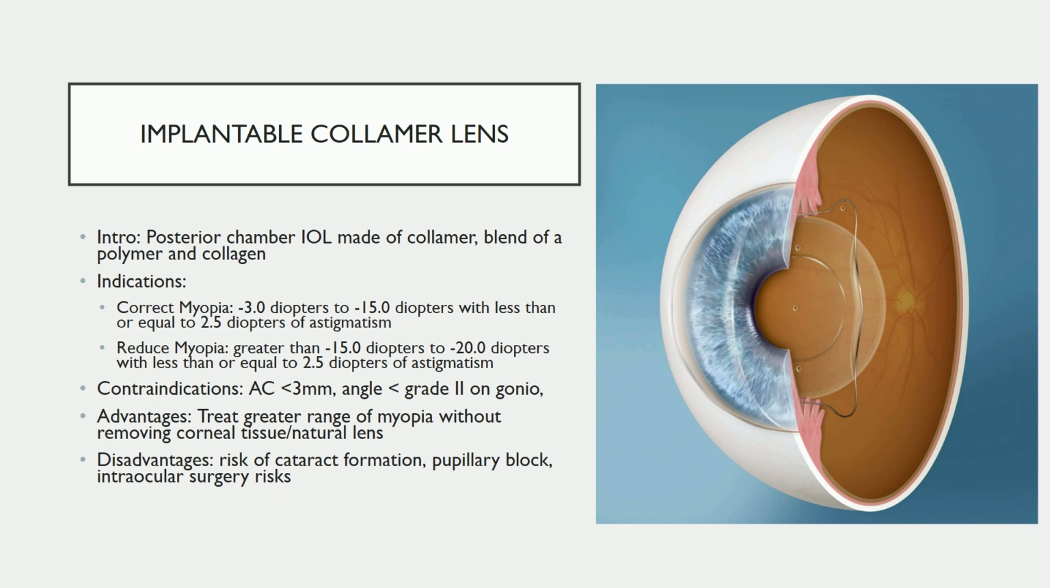So Dr. Williamson said it best, that this is something that's reversible. This is something you can pull out. Once you ablate cornea, once you pull out the natural lens, you're kind of stuck. Disadvantage, there's a risk of cataract formation, risk of pupillary block, and obviously it's an intraocular procedure, so with any intraocular surgery, there's risk of infection, bleed, all of that.